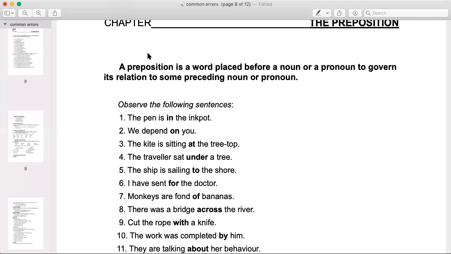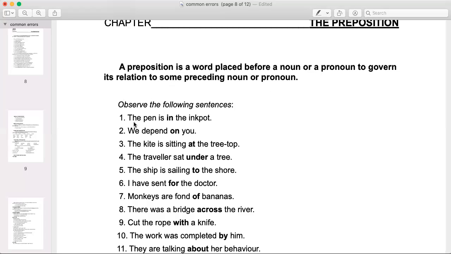Good morning, students. Today we'll discuss prepositions and learn to find common errors in using prepositions. So what is a preposition? It is a word placed before a noun or a pronoun to govern its relation to some preceding noun or pronoun.